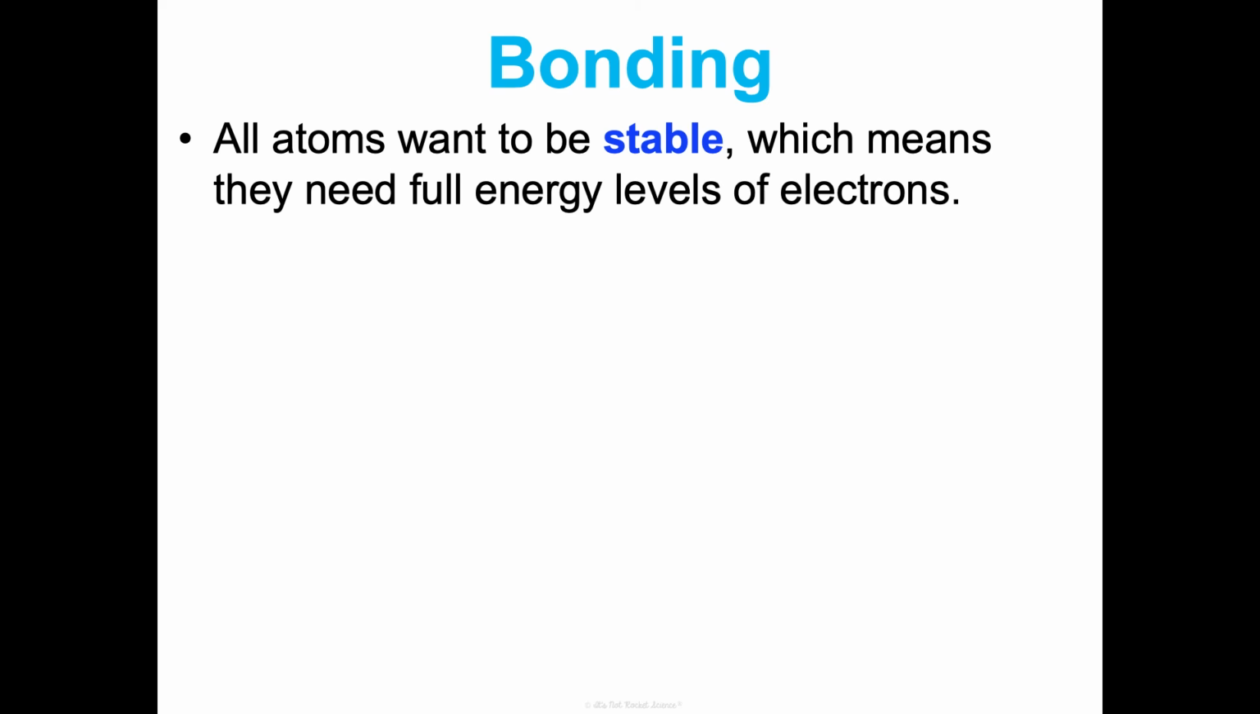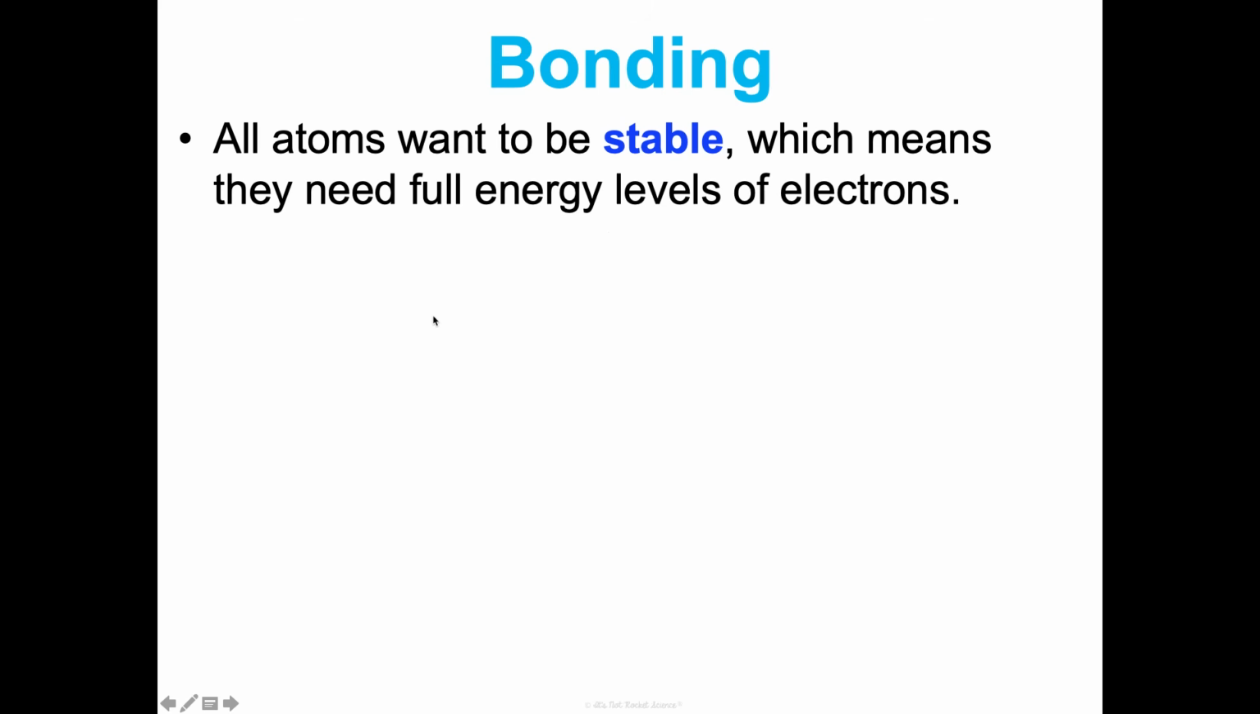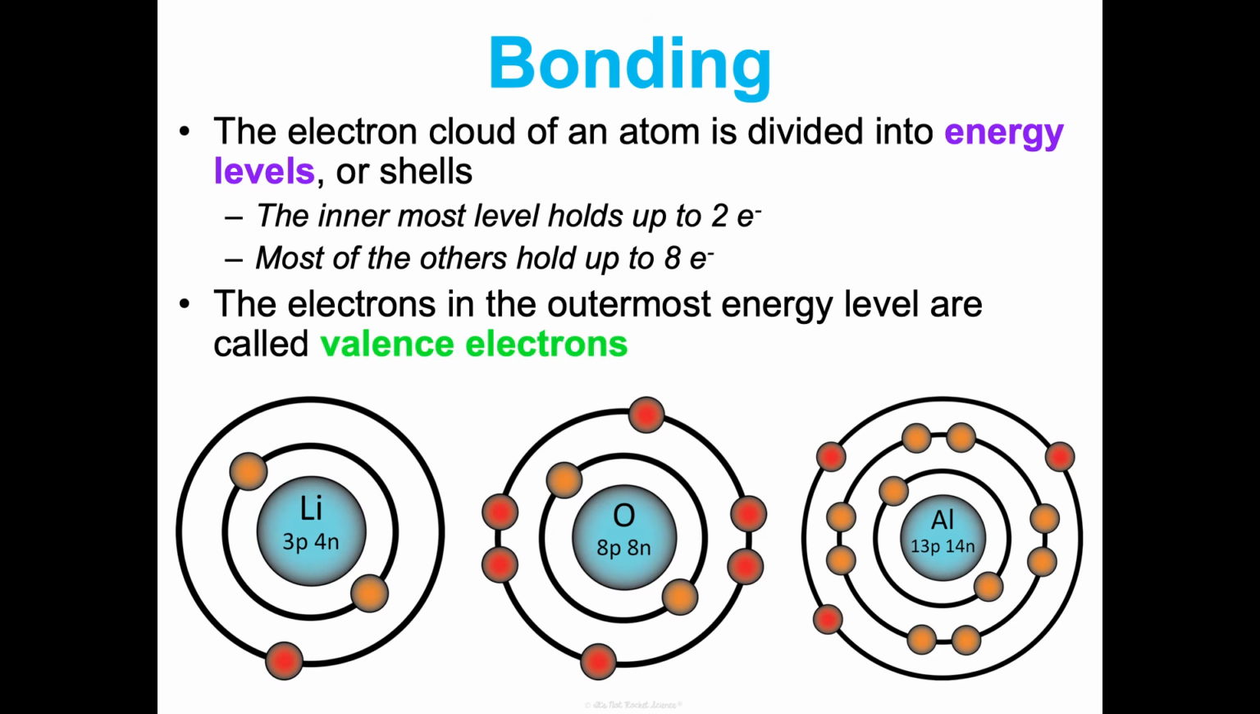So this matters because all atoms desire to be stable. And stable means they have full outer energy levels, or all energy levels are full of electrons. So if we look back at that lithium picture, lithium has 3 protons and thus 3 electrons. That inner shell holds 2, which leaves 1 electron for the outer energy level. In order for it to be stable, I'll correct this, it needs to lose that 1 electron, or it needs to gain 7 electrons to get up to having 8.